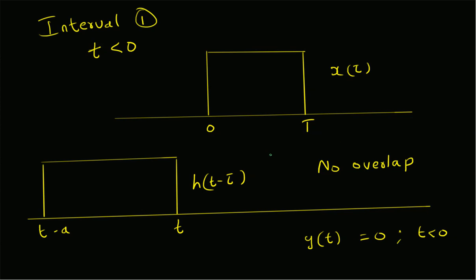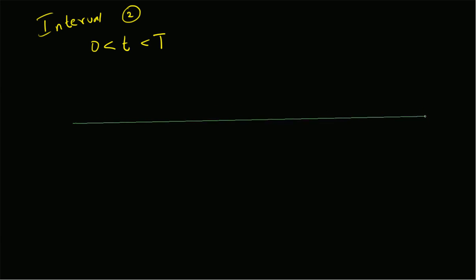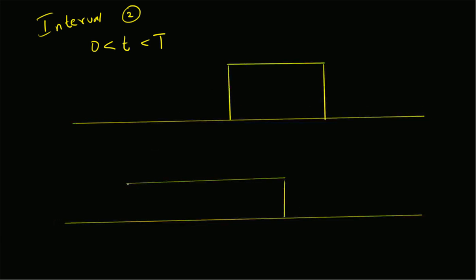Now let us consider the second interval. In interval 2, the value of time t is between 0 and capital T. In this case, the signals will look like the following. So this is 0 to T, or x of tau, and this is our h of t minus tau, and t is between 0 and T. So obviously t is here, and then we have t minus a here. So t is between 0 and capital T.